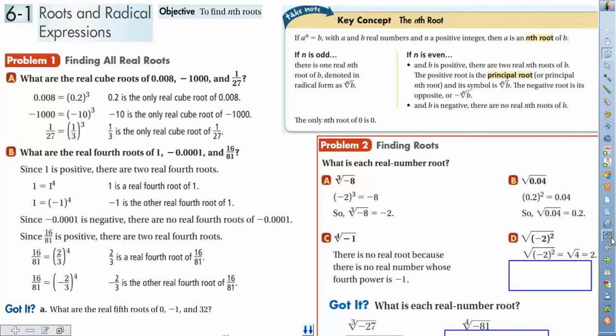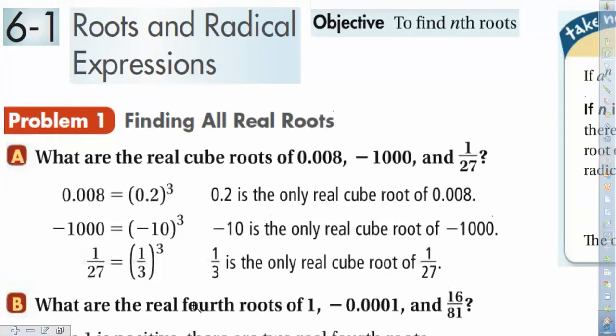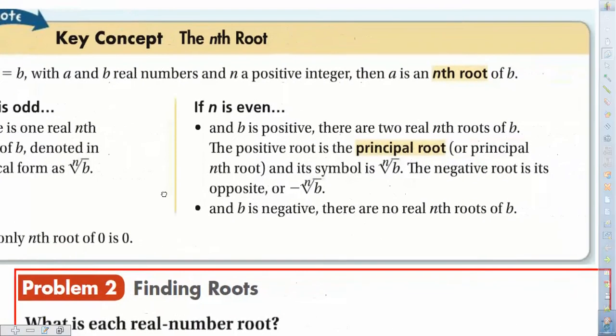Okay? But here's the good news about what we're doing here in this unit. We're going to focus primarily on square roots, but we're also going to explore other roots besides square roots. For example, when you look at problem number 1, right here, we're going to be looking at other roots such as cube roots or fourth roots and learn about how we can figure those out. So pretty much our objective here in 6-1 is we're going to try and find nth roots. Any type of root, whether it's a third root, a fourth root, a fifth root, whichever ones we can find here.